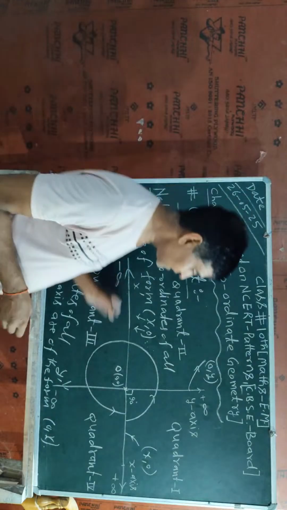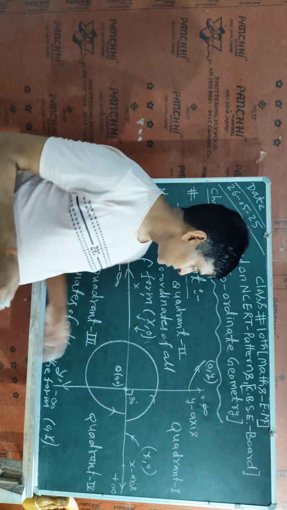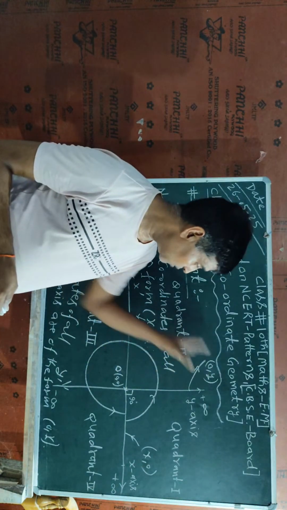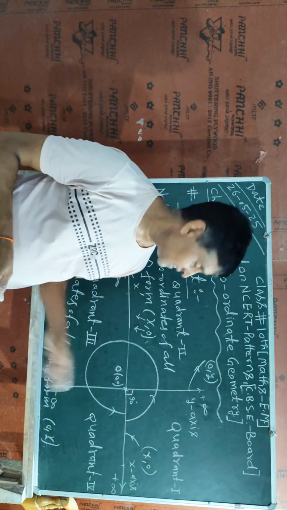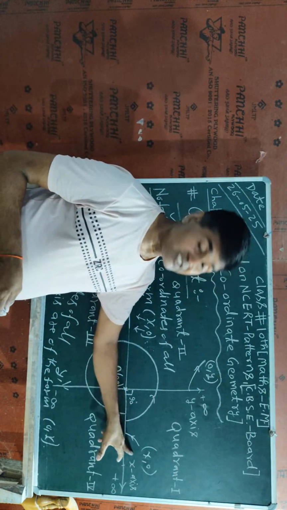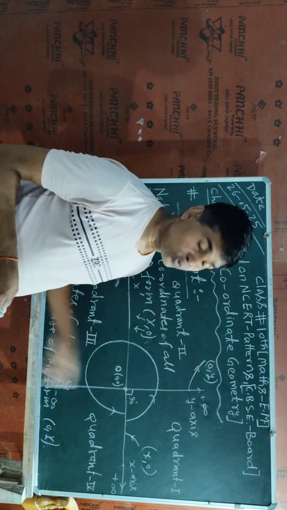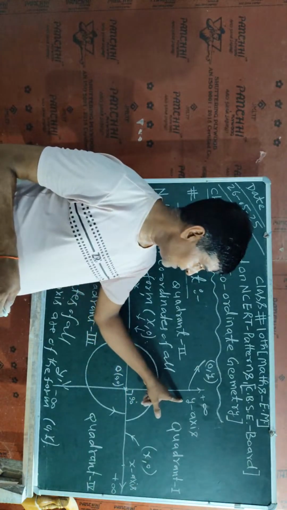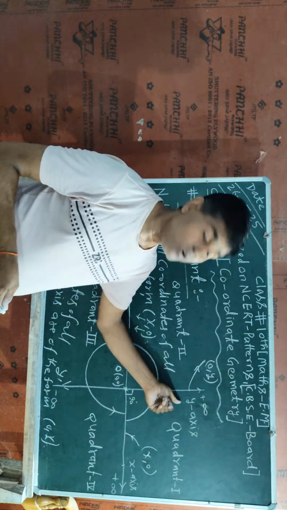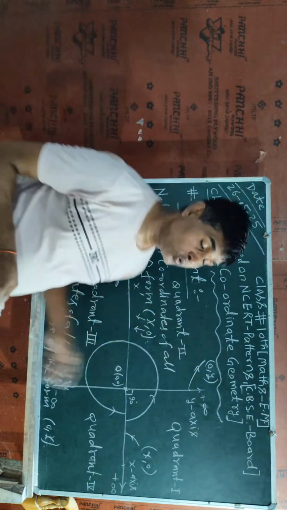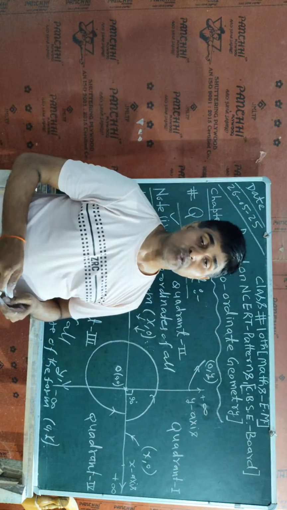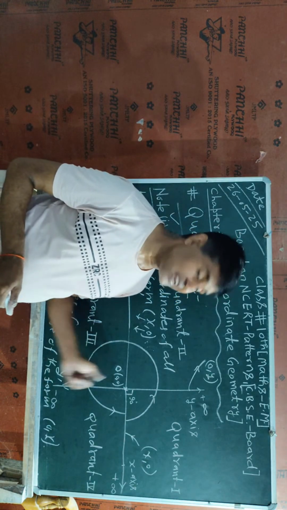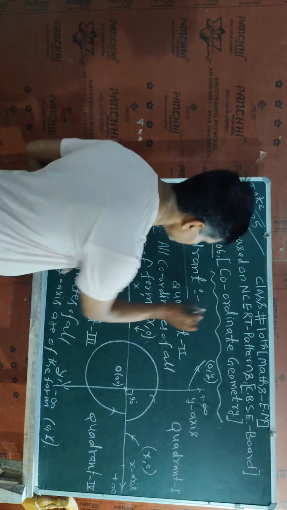If I take one line which is parallel to the horizontal line and one line which is perpendicular to the horizontal line, the line parallel to the horizontal is the x-axis, and the line perpendicular to it is the y-axis. Now, if these two lines intersect at a point, that point is called the origin.